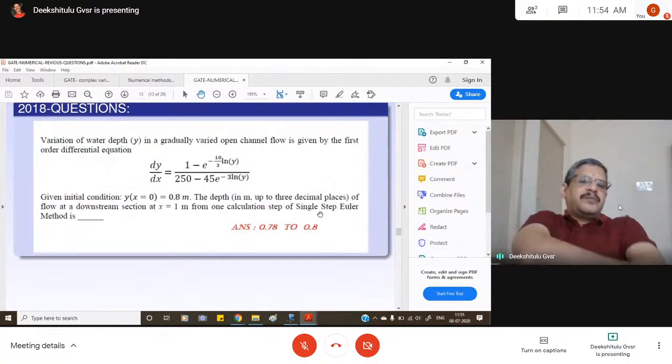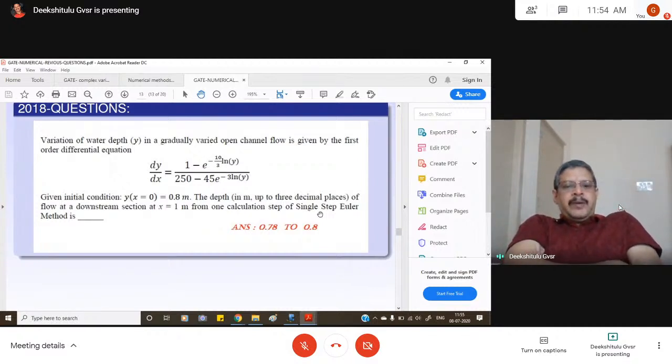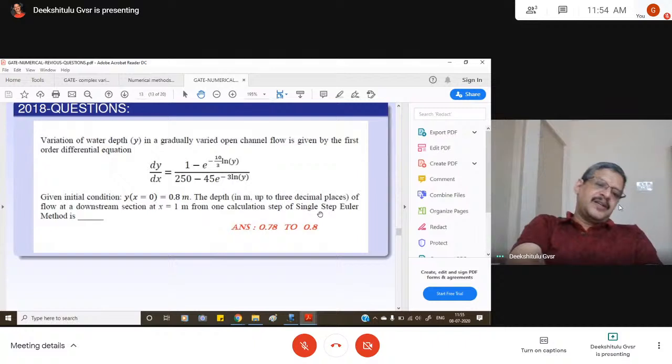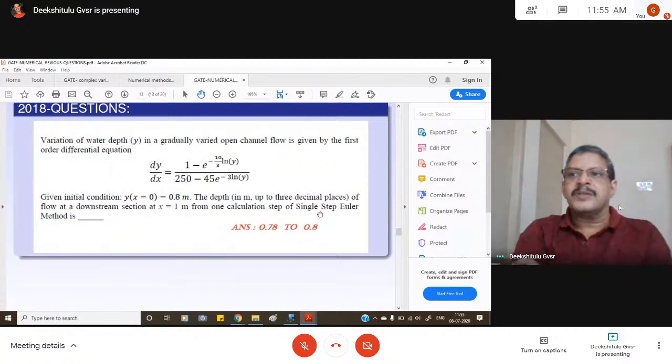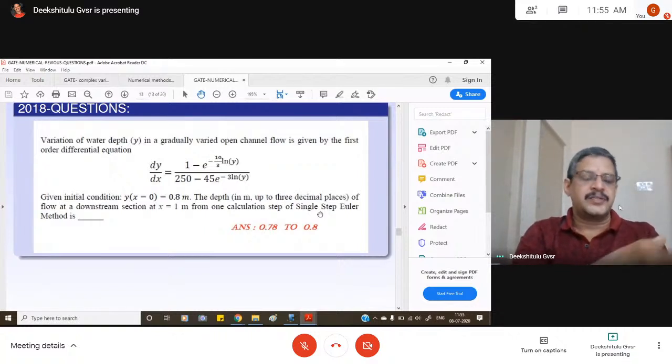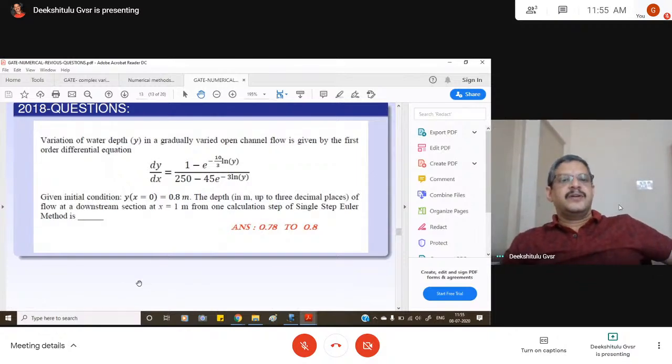The variation of water depth y in gradually varied open channel flow is given by the first order differential equation. Given the initial condition y at x equal to 0 is 0.8 meters, what is the depth of flow at a downstream section at x equal to 1 meter, calculated using a single step Euler's method? Single step Euler's method is simple. y(x1) is equal to y(x0) plus h into f(x0, y0). x0 is 0, y0 is 0.8. Substitute them in the equation and simplify it using Euler's method. That is what is required there.